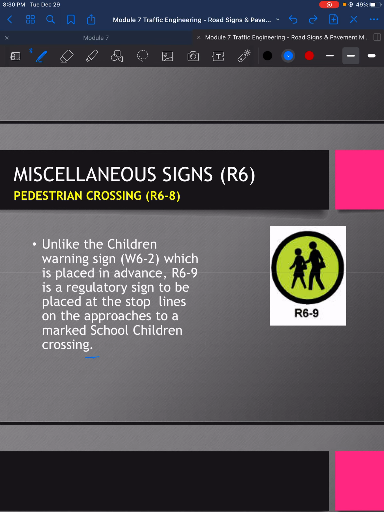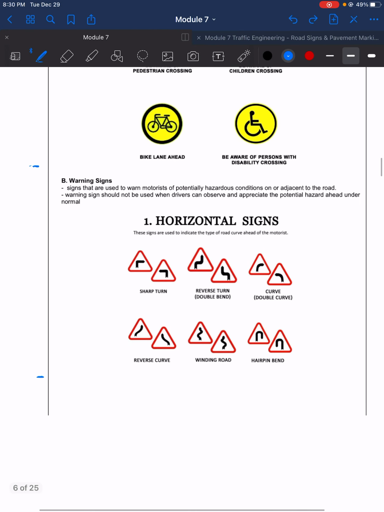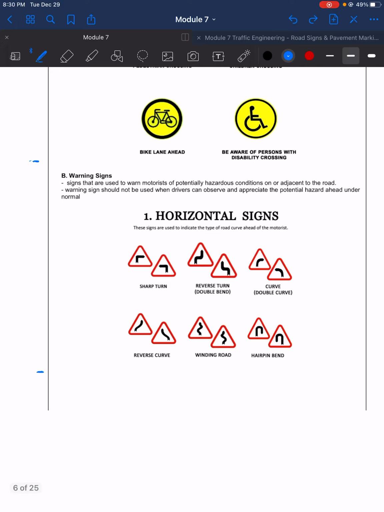Another one is the pedestrian crossing R6-9, unlike the children warning sign W6-2, which is placed in advance. R6-9 is a regulatory sign to be placed at the stop lines on the approaches to a marked school children crossing. So, those are the regulatory signs. Tapos na natin yung A.